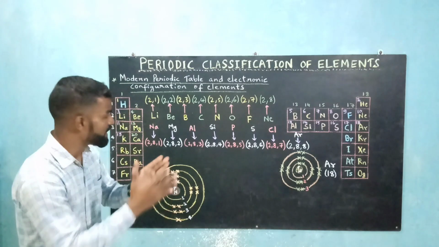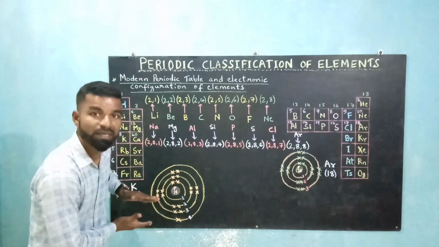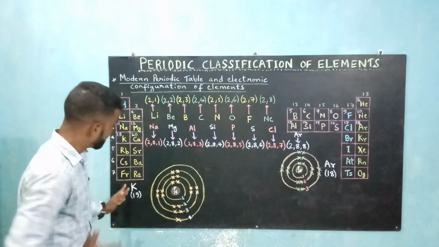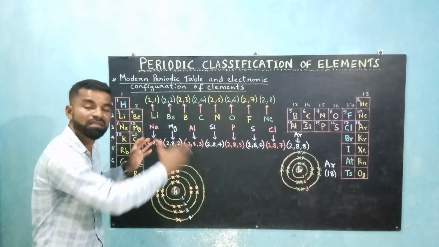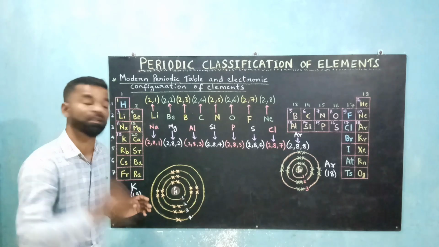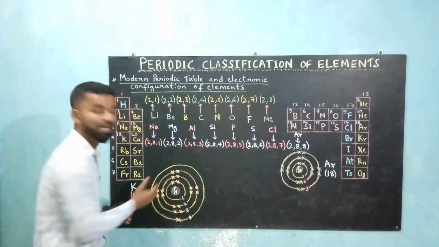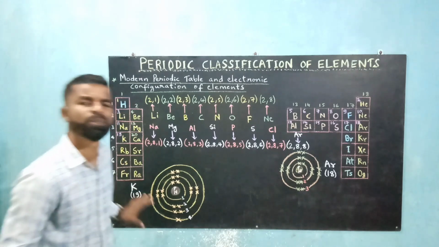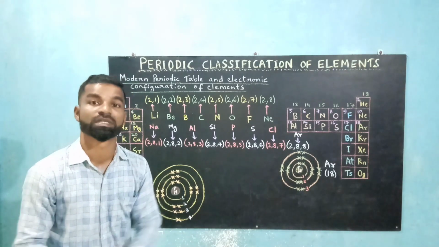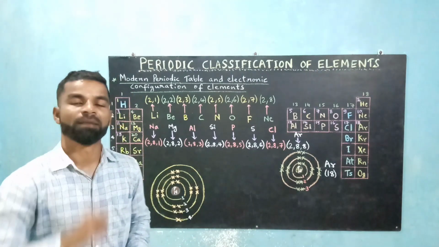At the start of the next period, which is the 4th period, it is potassium with atomic number 19. The next electron is placed in the next shell, which is the 4th shell. The 4th shell starts filling up. So at the start of every new period, a new shell is introduced and starts filling up.